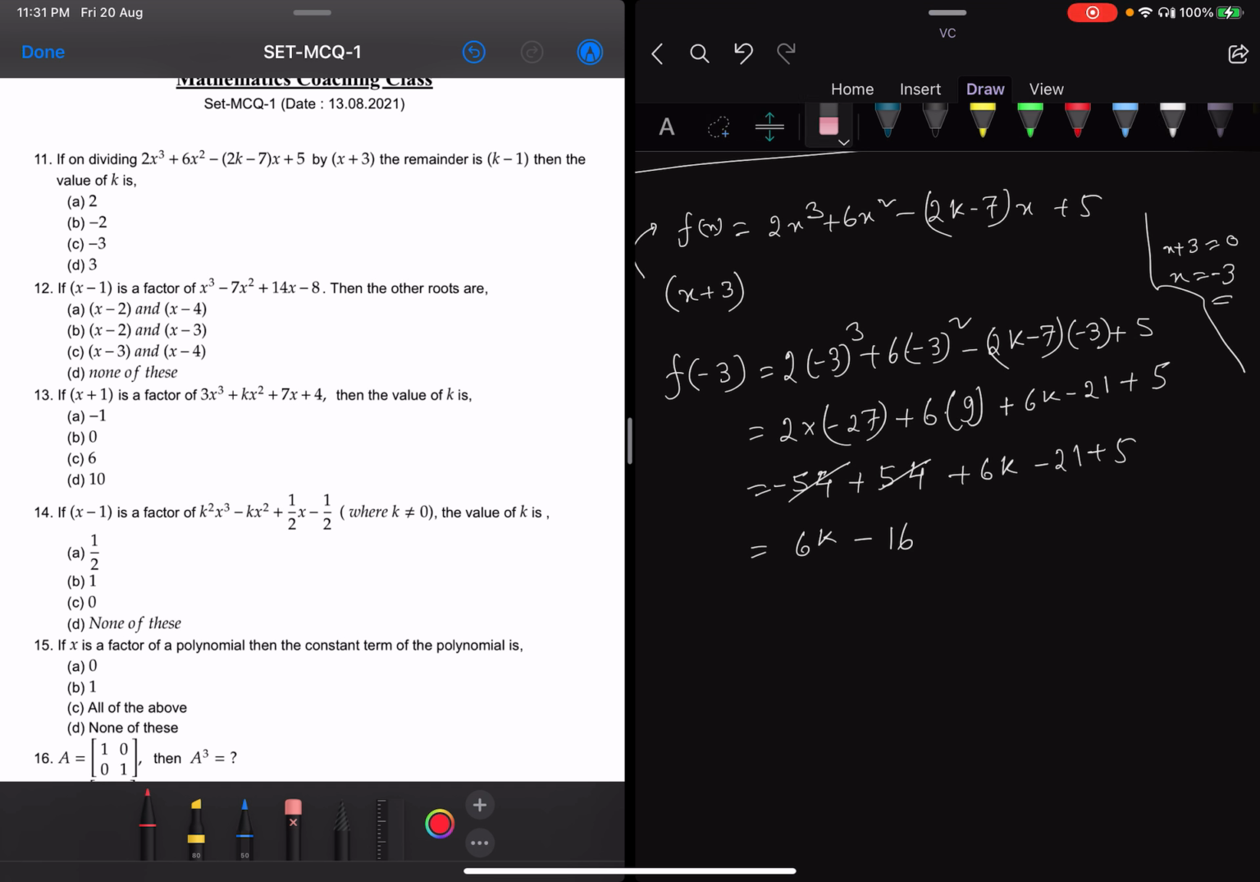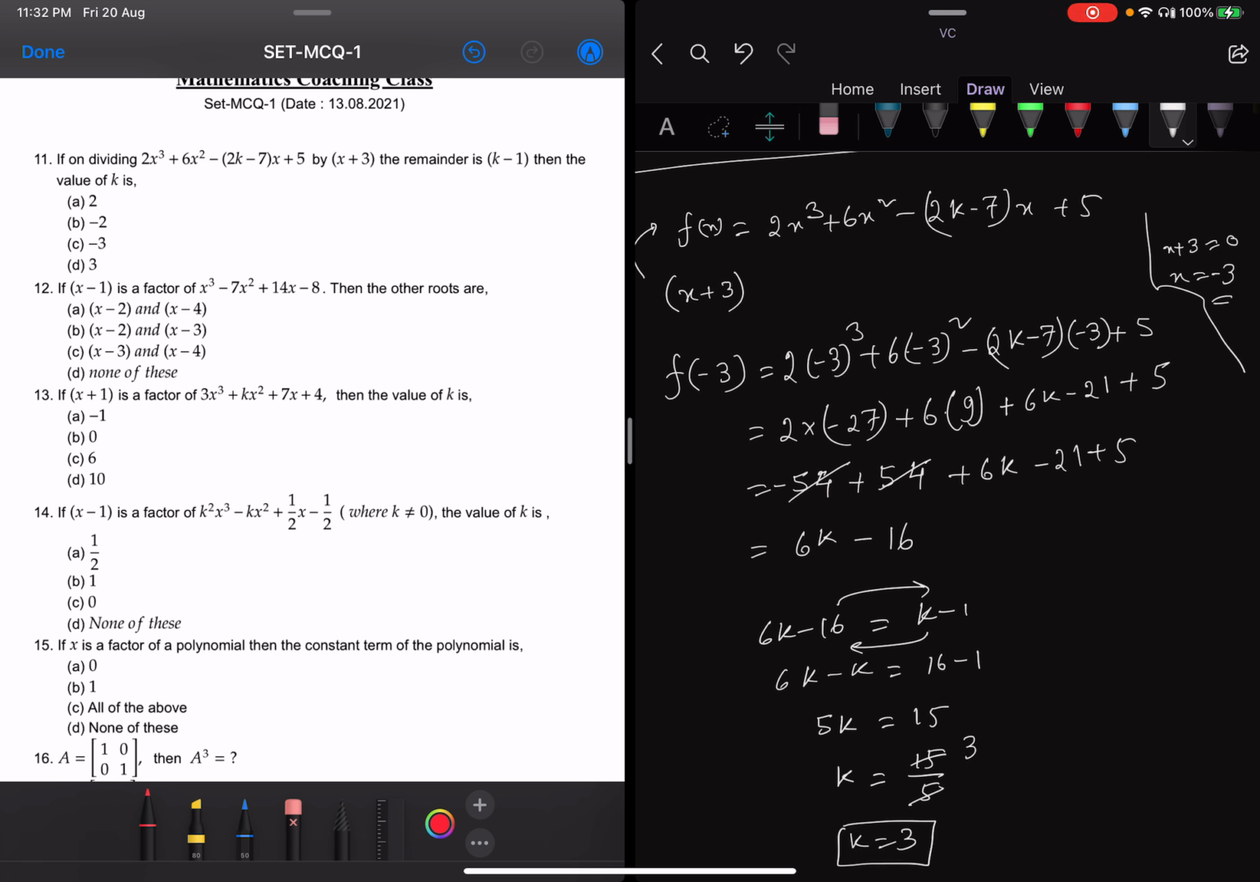Now it is said that k minus 1 is the remainder. That means this is also the remainder. That means 6k minus 16 equals k minus 1, because by the remainder theorem this is going to be the remainder, and it is also given in the question that k minus 1 is the remainder. That means 6k minus k equals 16 minus 1, so 5k equals 15. K equals 15 by 5, that means k equals 3. So this is the answer. So our answer should be D.